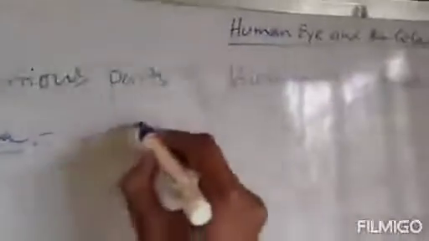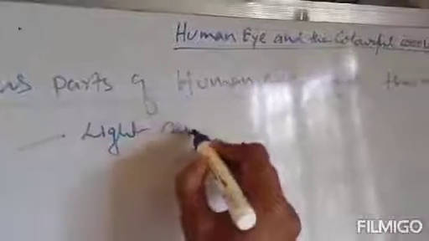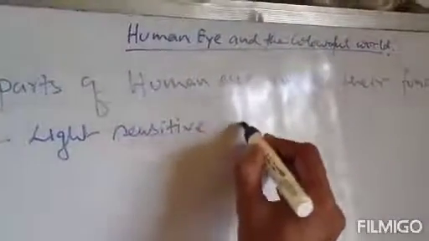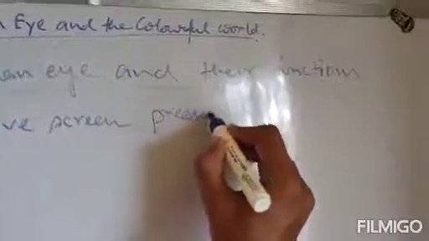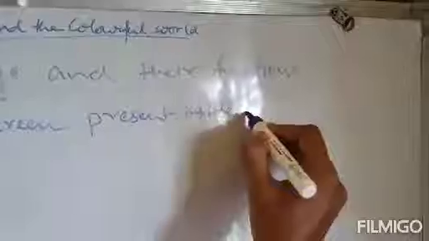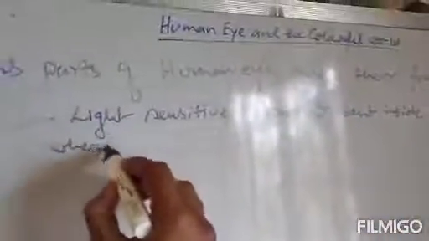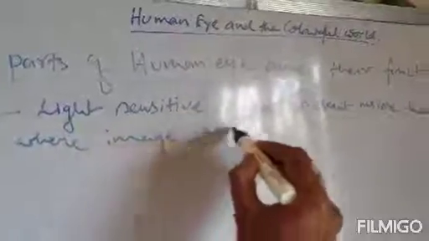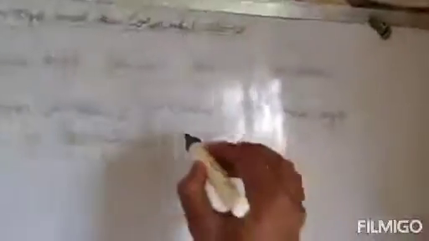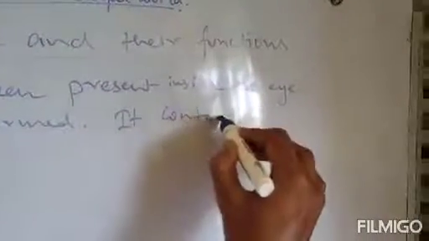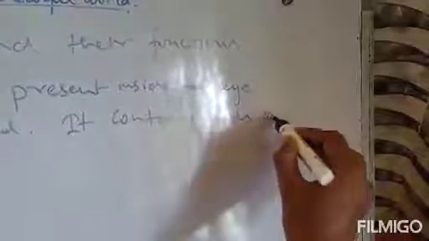The retina is a light sensitive screen inside the eye where the image is formed. It contains rods and cones. Clear? So this is the retina.